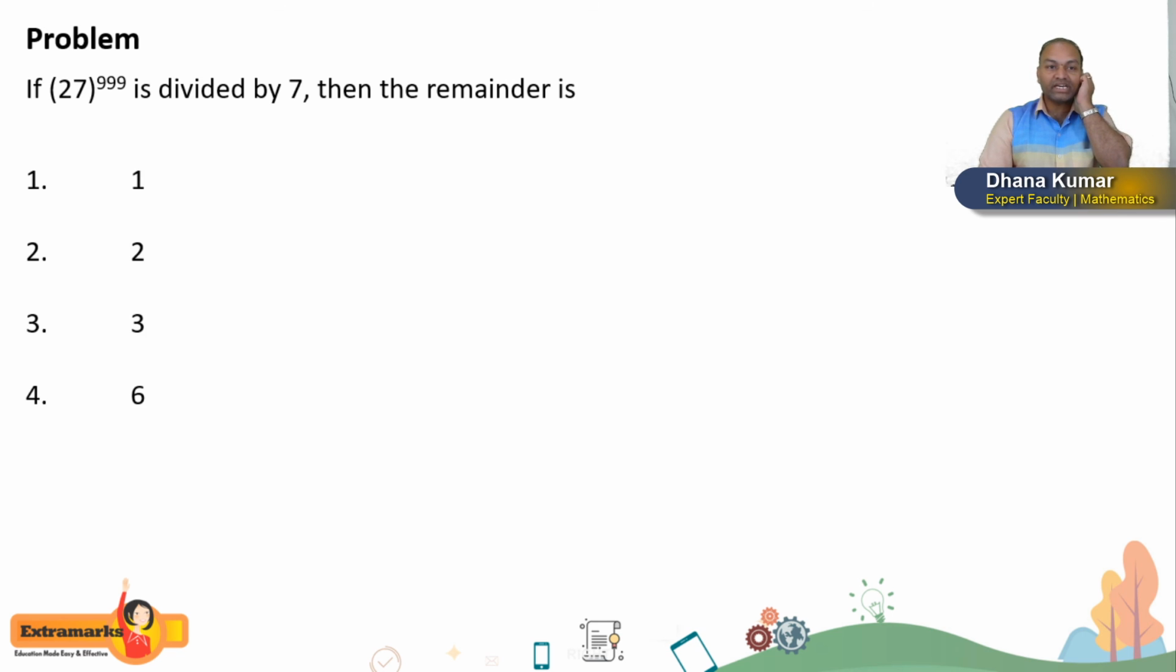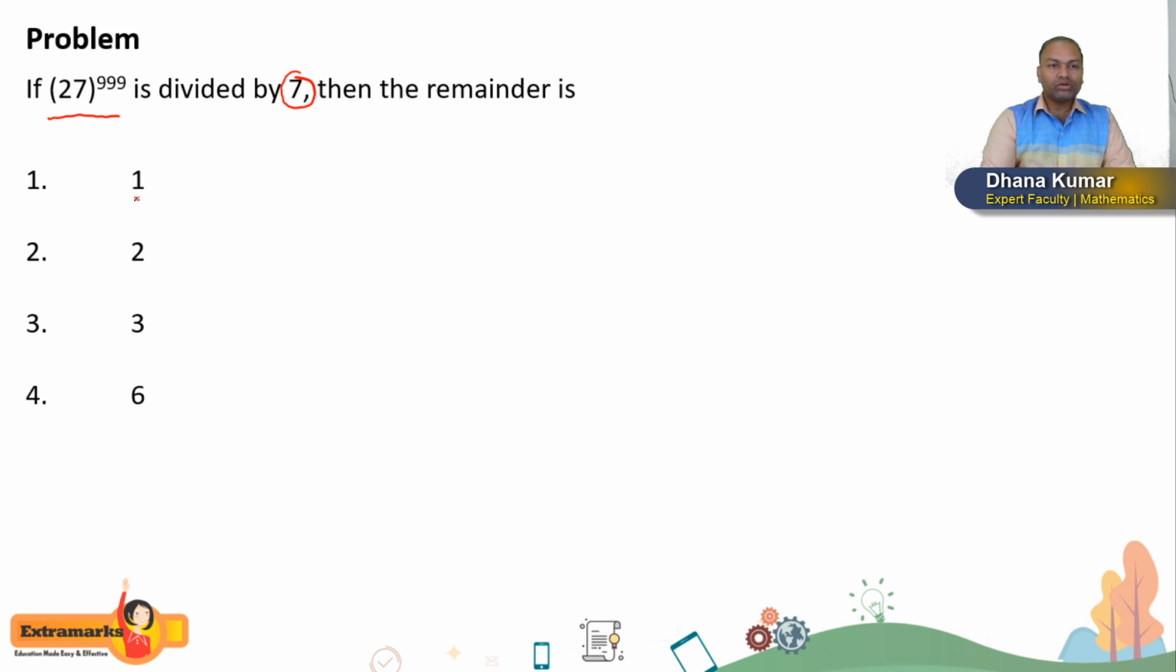Right. Now let us come to one more question. Remainder. One important model. 27 power 999 is divided by 7, then remainder is dash. Okay. So for remainder questions, just you remember one simple trick. Remainder or otherwise units place digit in the number, suppose 27 power 999, or otherwise last two digits. Such type of questions are there.